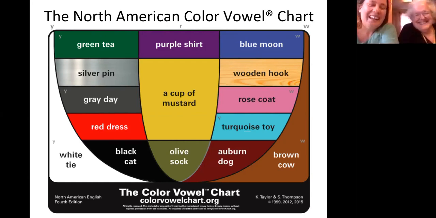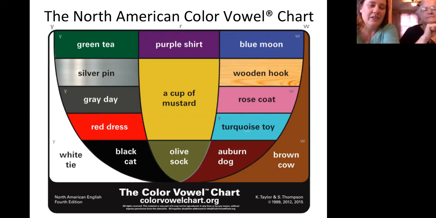Good. So gray and day both contain A. Red dress, black cat. Now my turn. I'll do the phrase and you do the sound. No, we're all going to do it together. In fact, you do it too with us, okay? Okay, all of you. Olive sock, ah. Auburn dog, aw. That's a non-native production right there. That's not my dialect. Turquoise toy, oi. Rose coat, o. Wooden hook, blue moon, oo.